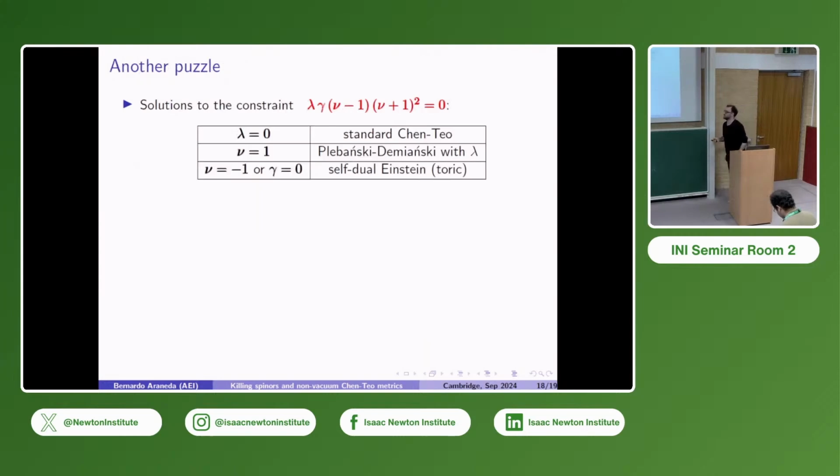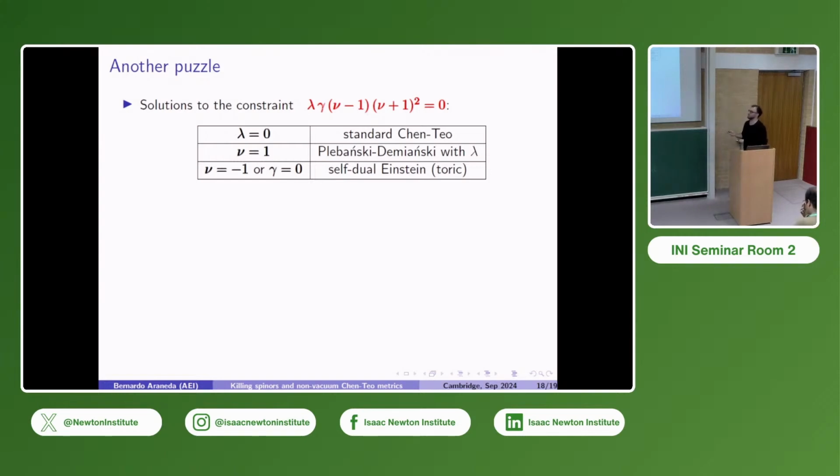Now, what are the solutions to that constraint? Well, the solutions are as follows. If you put lambda equal to 0, you get the standard Chen-Teo metric. That's Ricci flat, and that you already knew. If you put nu equal to 1, what you get after long calculations is the Plebanski-Demianski spacetime with cosmological constant. You already knew that this existed. And then the other solutions are nu equals -1 or gamma equal to 0. In both cases, I should say nu equals -1 might be a little bit subtle. So yeah, there might be some subtlety here.